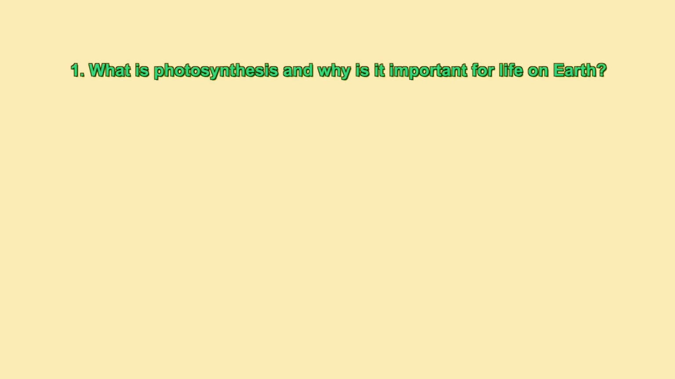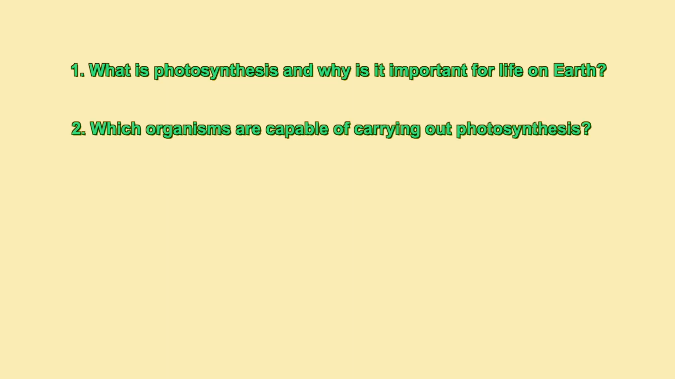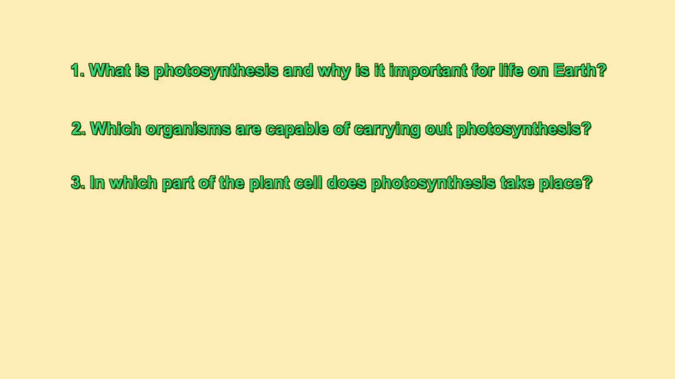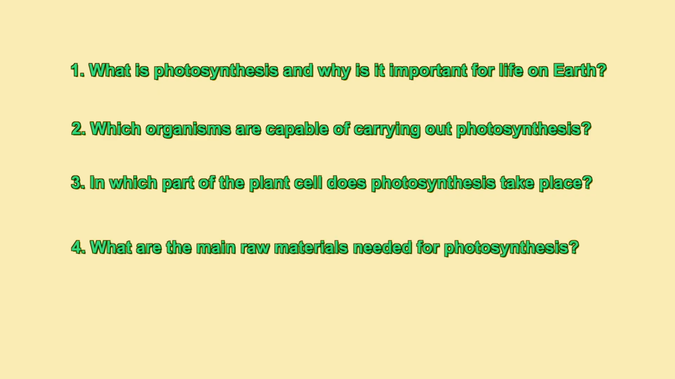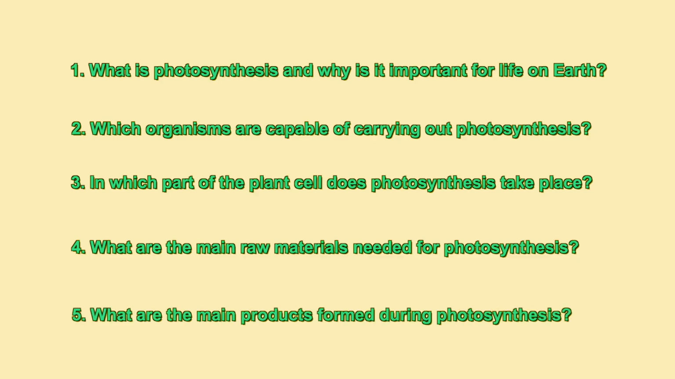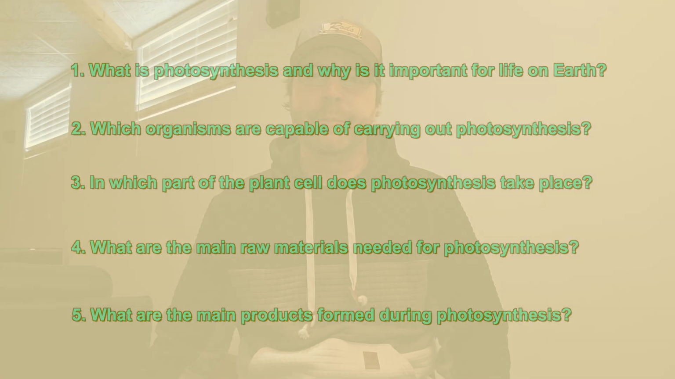So before we get started, I have a few questions for you to test your knowledge on the subject. So we'll take them up at the end of the video. And these questions are: what is photosynthesis and why is it important for life on Earth? Which organisms are capable of carrying out photosynthesis? In which part of the plant cell does photosynthesis take place? What are the main raw materials needed for photosynthesis? And what are the main products formed during photosynthesis?